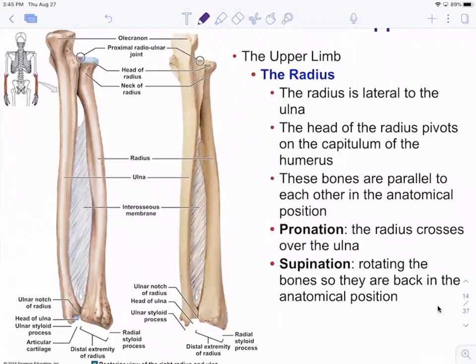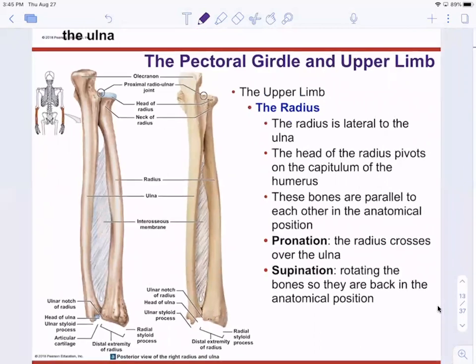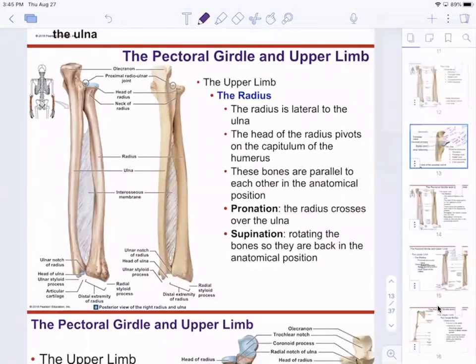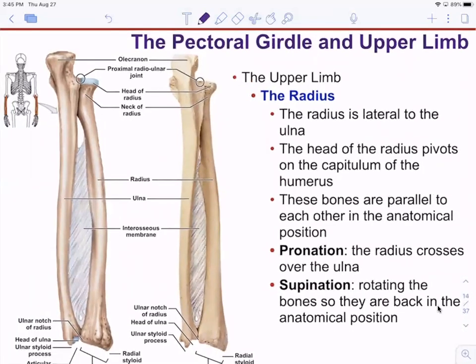The other thing that the antebrachial interosseous membrane does, and that's not true of the crural, just the antebrachial interosseous membrane, is it's flexible, right? And so it moves. And that's important when you're doing pronation and supination.